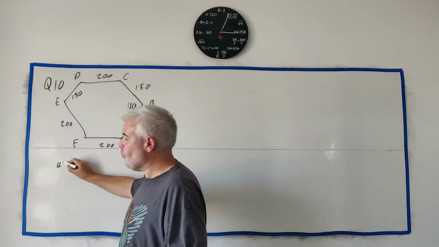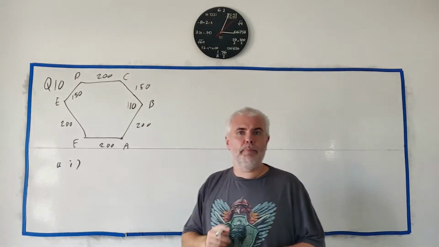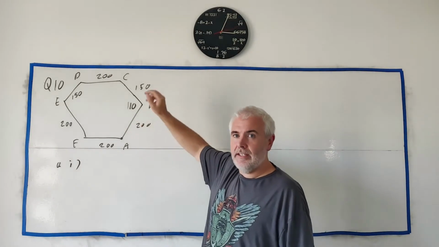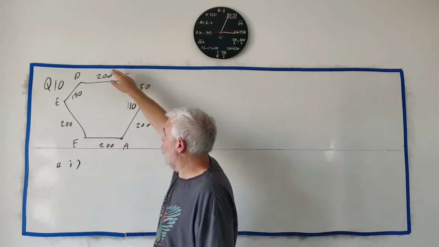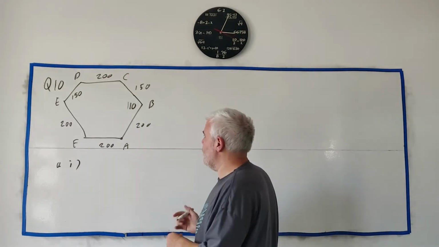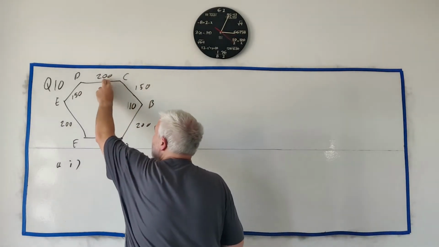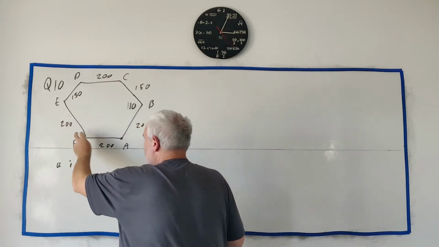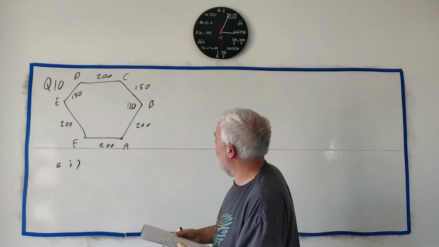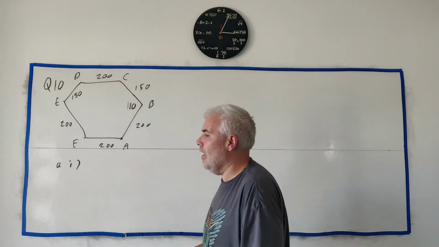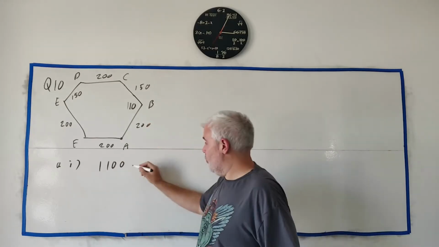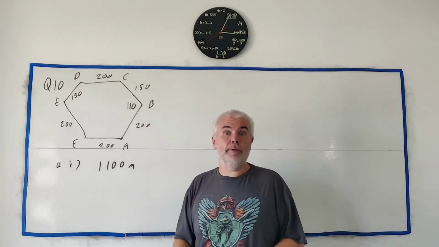Part 1 asks us, a person swims A, B, to C, to D, to E, to F. So basically they just go around and then back to A. How far do they swim? Not a difficult question here. It's 200 plus 150 plus 200 plus 150 plus 200 plus 200. We add all that together. Let's see, it is 4 200s and another 300. That is 1,100 meters or 1.1 kilometers.